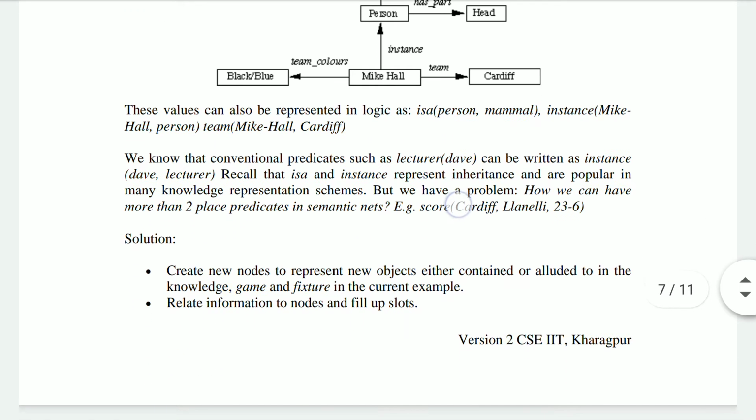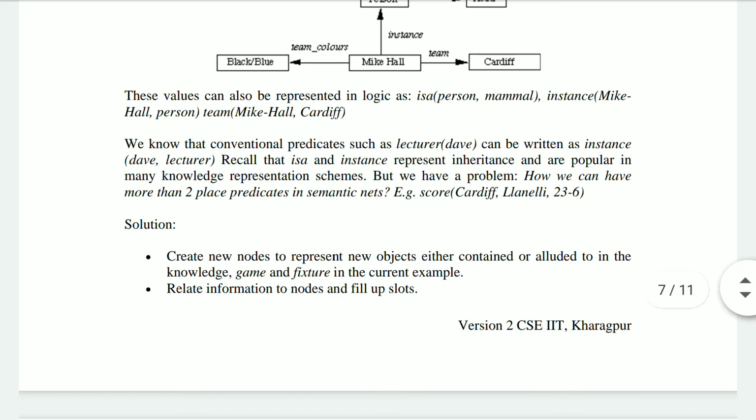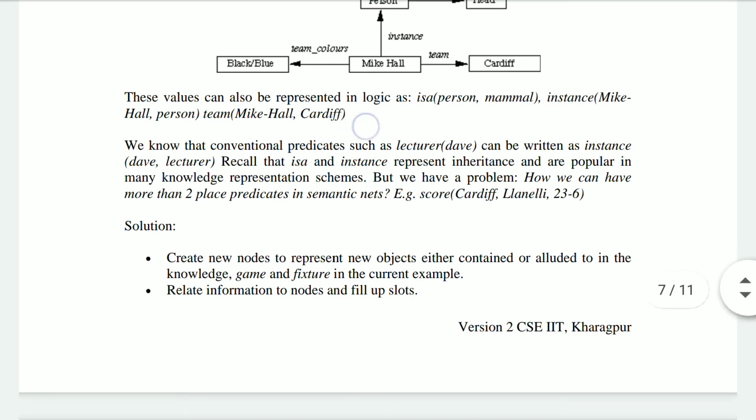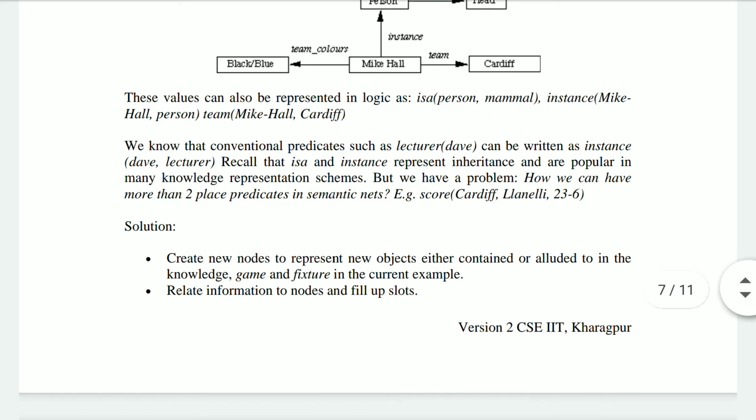Now we have an interesting thing here. These values can also be represented in logic in the form of an is-a relationship. We can write it as person is a mammal, right? This is a formal logic representation of the is-a instance relationship. So what we are saying here is person is a mammal.